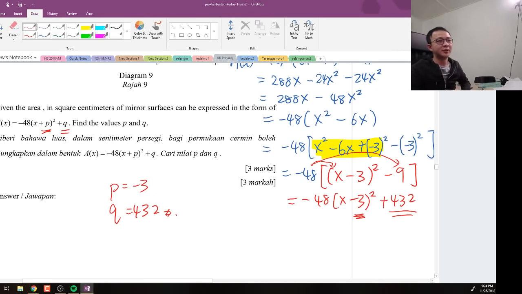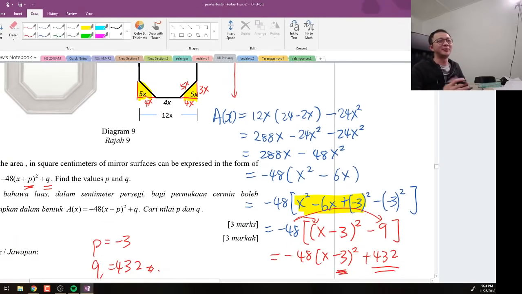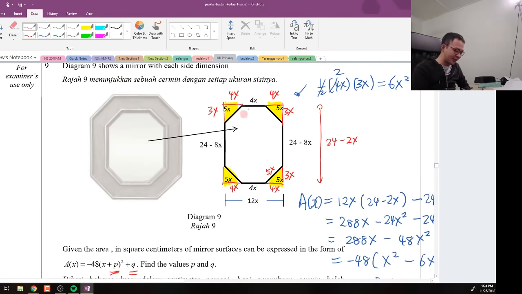Alright, so this question is a little bit confusing. And this 3-mark question, you need to do quite a lot of things for the 3 marks. But anyway, this is how you do this kind of question. Because first thing, a lot of students see the octagon and then they see this equation, and they're actually kind of stuck already, because it seems like this equation doesn't relate to any octagon formula.